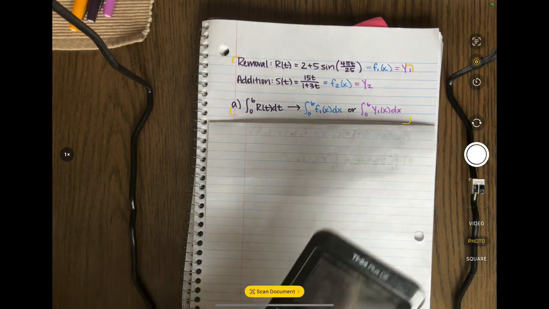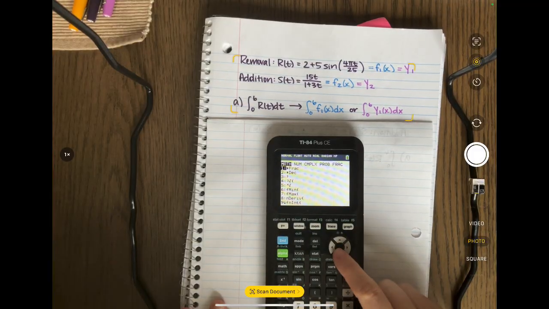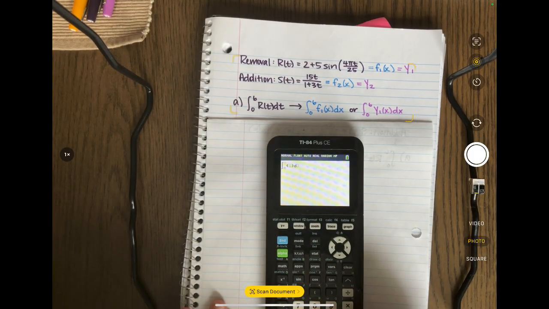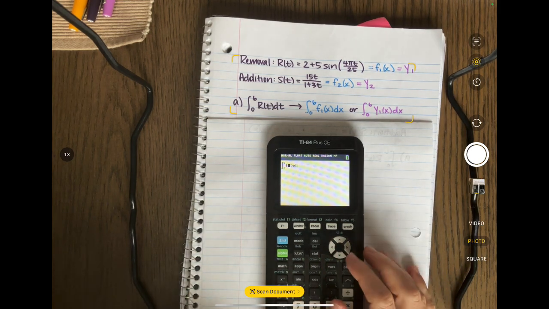Okay, if you are doing this with the TI-84, same thing. Let's go ahead and bring up our integral. We're going from 0 to 6. Now, here's the cool thing. I can still do the same thing. I can pull up what that F1 function is.